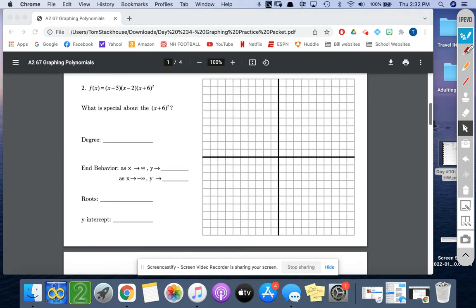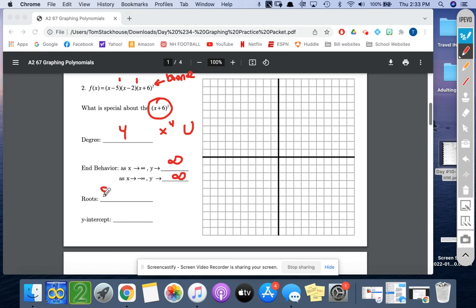So for this polynomial, if I add the exponents, which are 2, 1, and 1, the degree is going to be 4. What's special about that root is that it has this exponent of 2. That just means that it's going to bounce, like we talked about with multiplicity. It's going to behave just like x to the fourth, which is like x squared, so a U shape. So I know my ends will go up and up, but let's graph it to make sure.